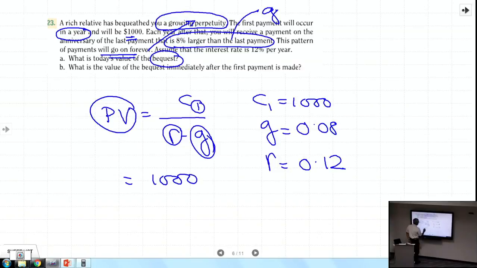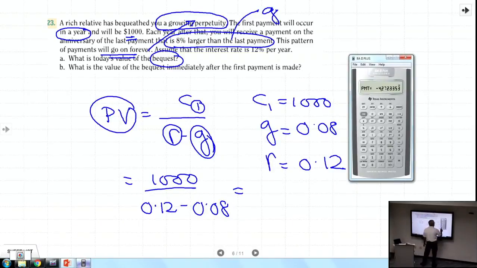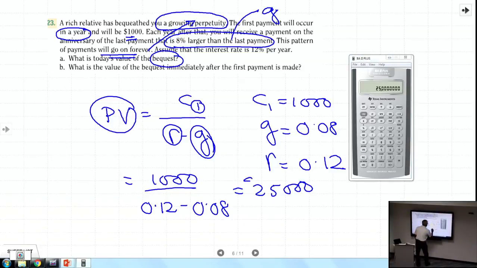So it will be 1,000 divided by 0.12 minus 0.08. 1,000 divided by 0.04 is 25,000. That's the value of the bequest today. What is the value of the bequest immediately after the first payment is made? So what will be the value a year from now?